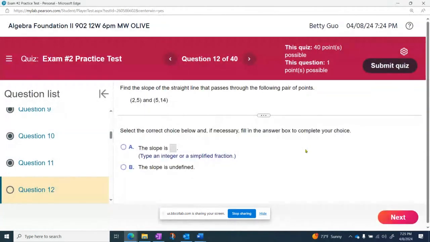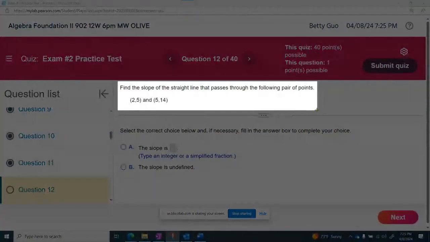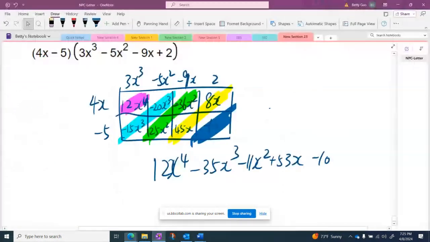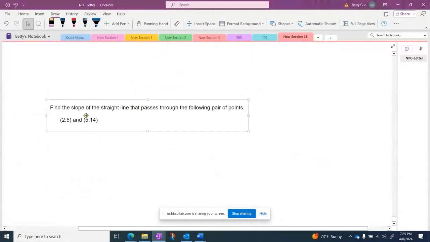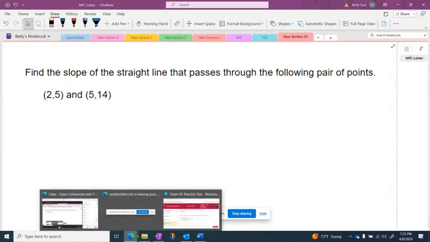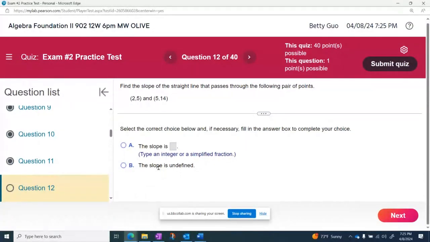Find the slope of the straight line that passes through the following pair of points. This is a very typical problem. Typical or classical problem means any algebra book will have a problem like that, and that means it's important. Let me read the instruction before we process the question. Select the correct choice below, and if necessary, fill in the answer box to complete your choice. We are looking only for the slope, not a straight line.